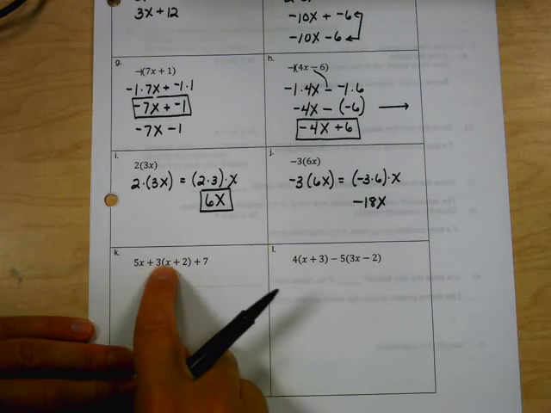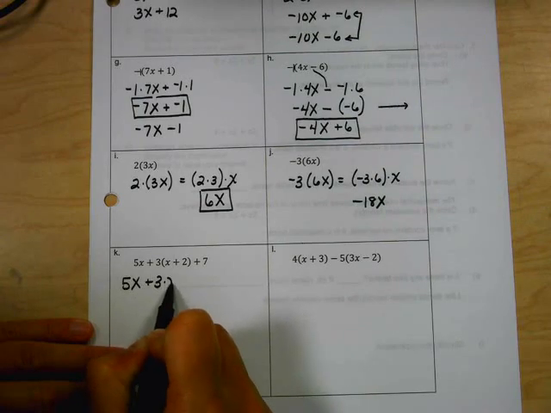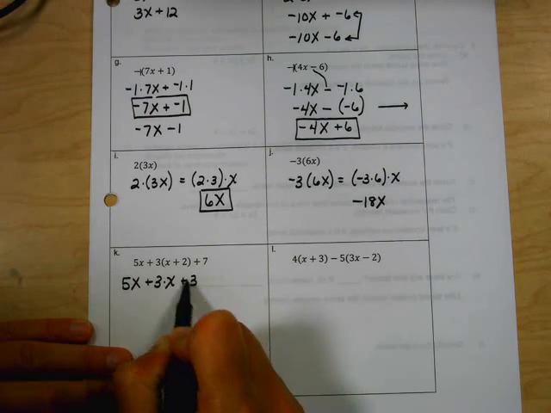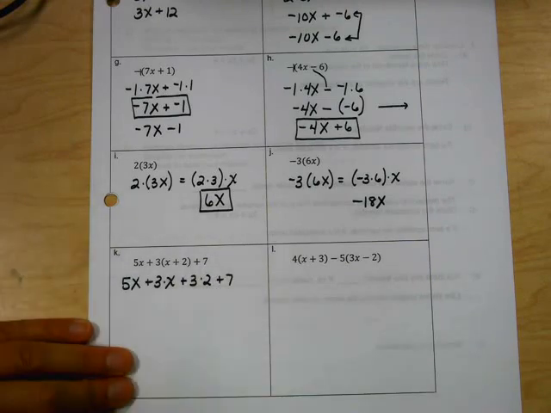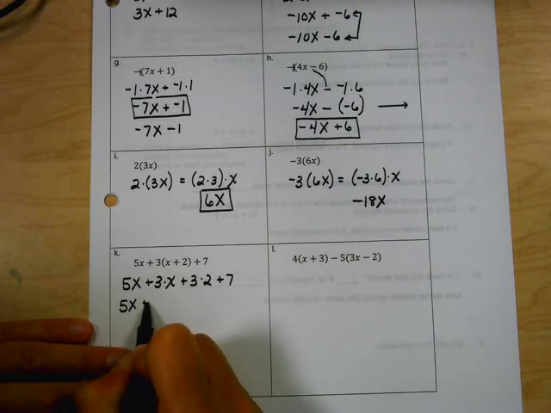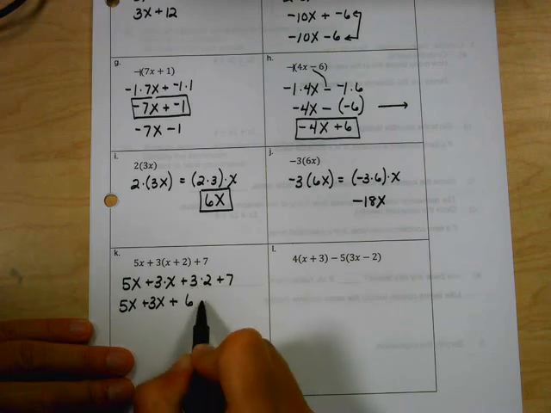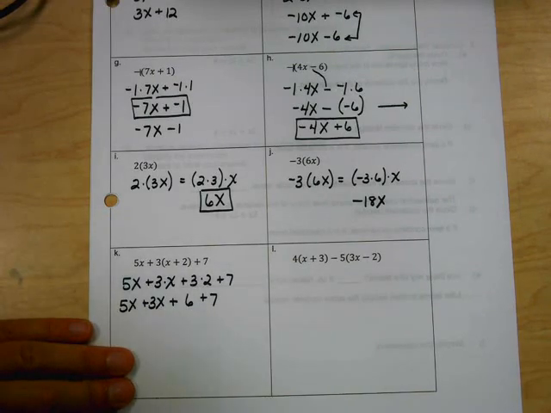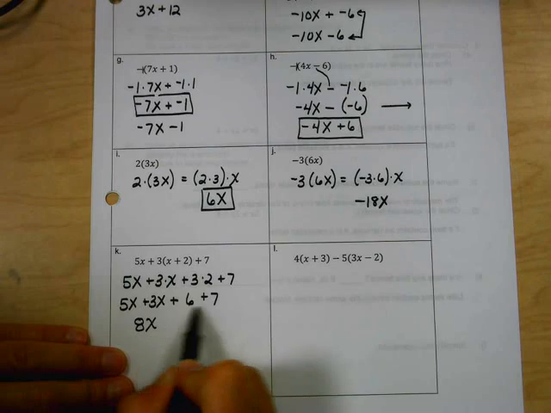I bet you can see that distribution that's kind of embedded in the middle of that problem. So I'm going to distribute it just to the x and the 2. Okay? So 5 times x plus 3 times x plus 3 times 2 is 6 plus 7. So let's combine our like terms. So 5x plus 3x, that gives us our 8x. And then I can combine those as well. That's 13.